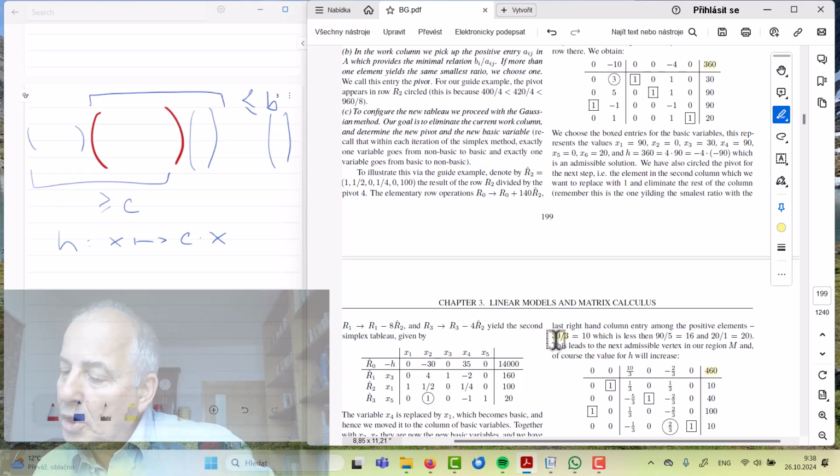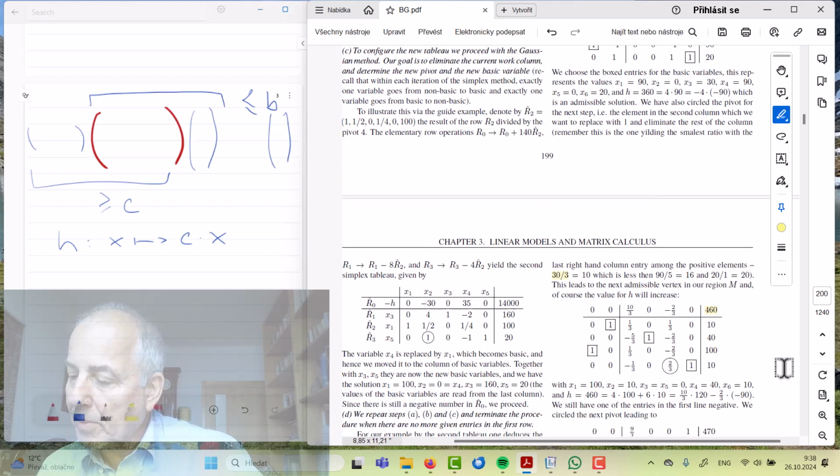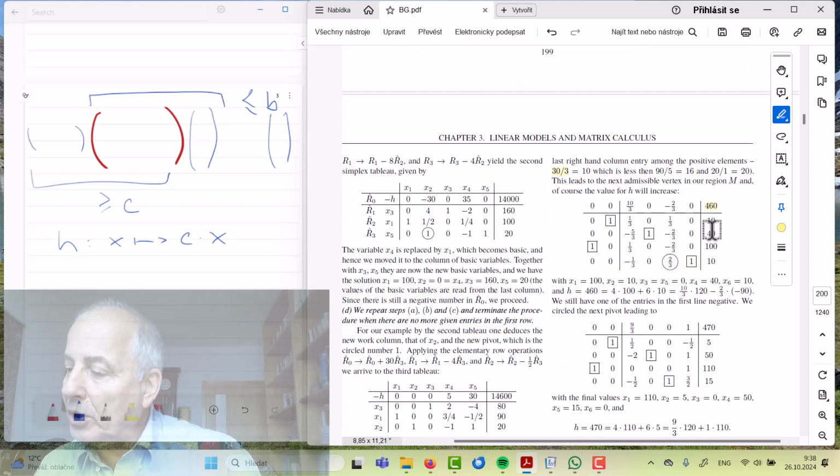So we simply choose the smallest one, which ensures that we stay in the region, and the value will increase, right? So, and it will increase the best way it could. And so the next one will be this one, right? So we already have these two ones.